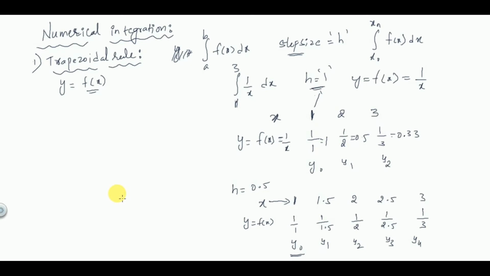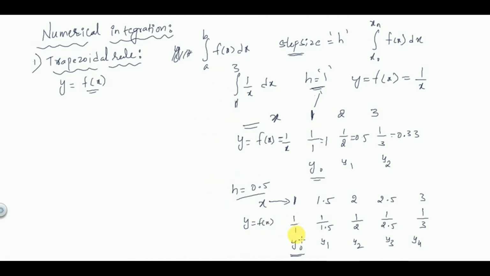If step size is more, the number of values decreases. So here step size is more, so only 3 values for y we have got. Here step size is less compared to this, so there will be more y values. If step size is decreased still further, that is if you take 0.25, we'll get more values, that is 9 values. So this continues and so on.